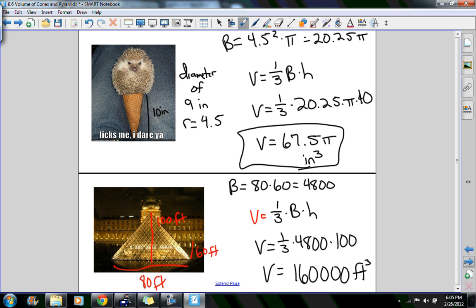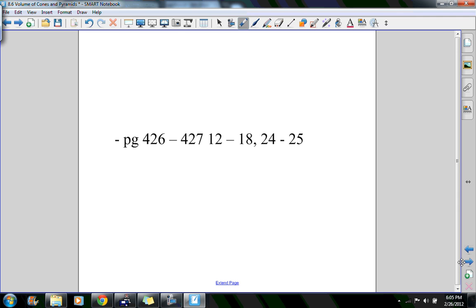Okay? Questions, bring them tomorrow to class. We'll work on these. Here are the problems that you're going to be working on. There are just 9 of them. Yep, 9 of them. All right, we'll see you tomorrow.